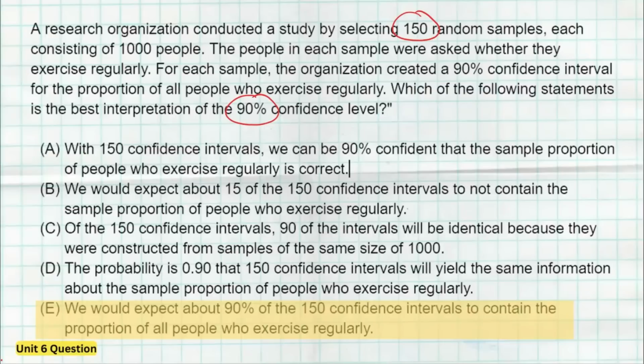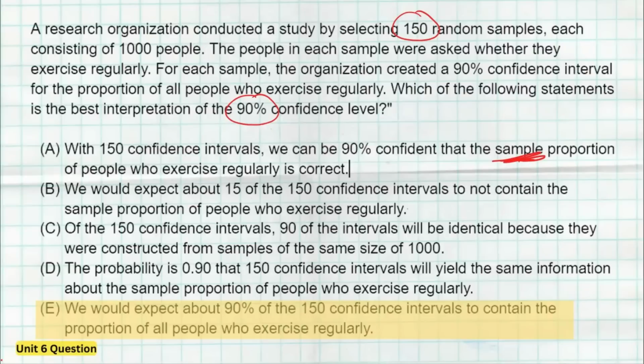90% of those 150 created confidence intervals will contain the true proportion of all, not the sample, right? The samples are going to vary. They're going to be different. So that's the correct answer there. If we look at the other choices here, none of them really make sense. A says with 150 confidence intervals, we could be 90% confident the sample proportion of people who exercise regularly is correct. No, the sample proportion is actually what we'll know. A confidence interval is looking for the true population proportion.